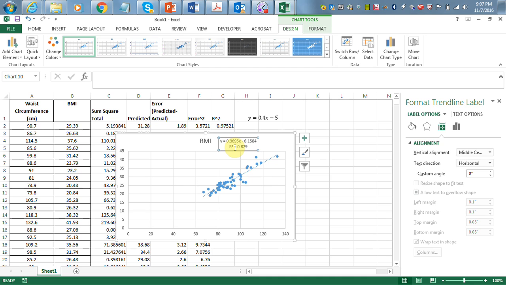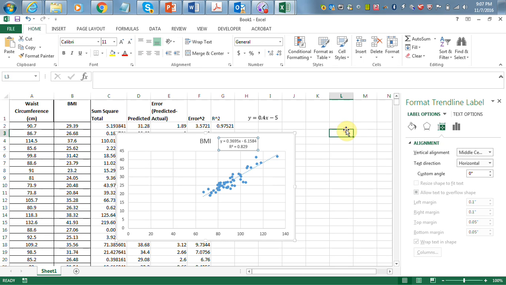The slope is 0.3695 and the y-intercept is minus 6.1584 and the R square is 0.829. It looks like my made up model did a little bit better in the R square. It doesn't mean it's the best fit line. So the best fit line has about a 0.83 R squared, which isn't bad in the world of anthropometrics. That's not so bad. So that closes my study of BMI and showing you what sum square total and sum square error and R square are, how those are computed, and how to get your best fit line using a scatter plot.